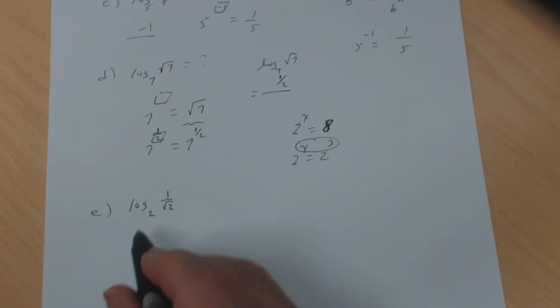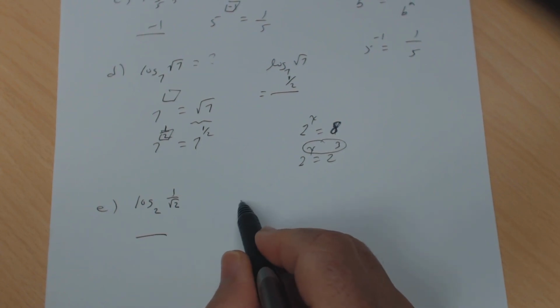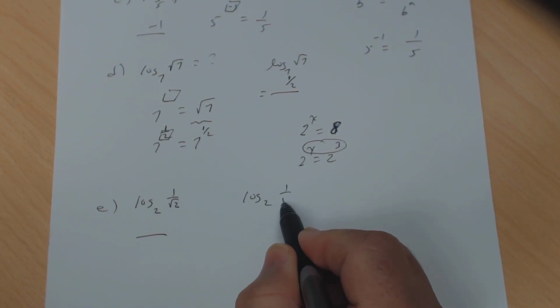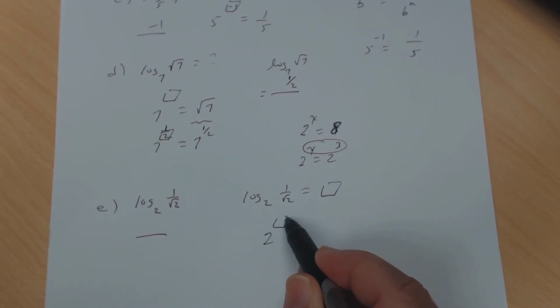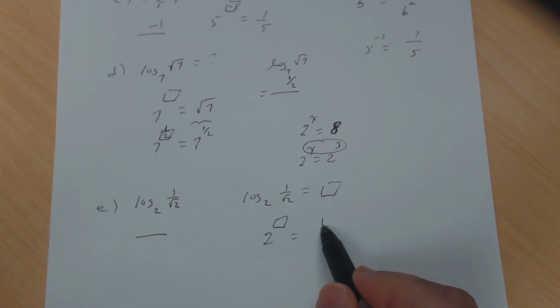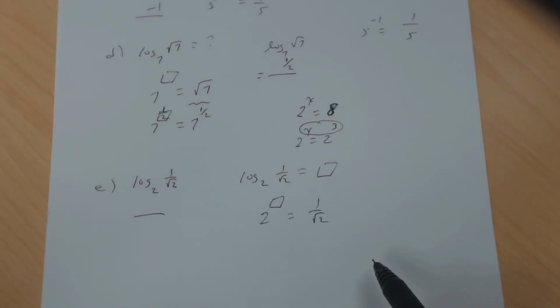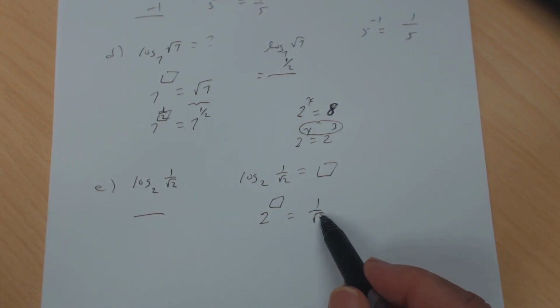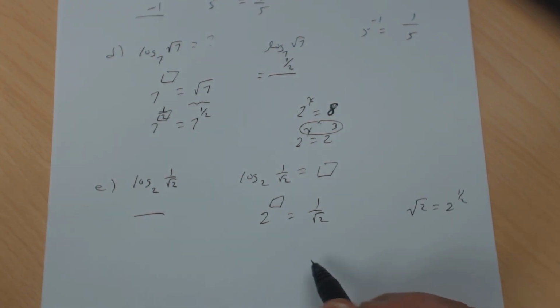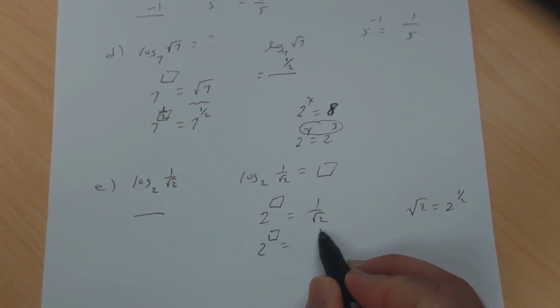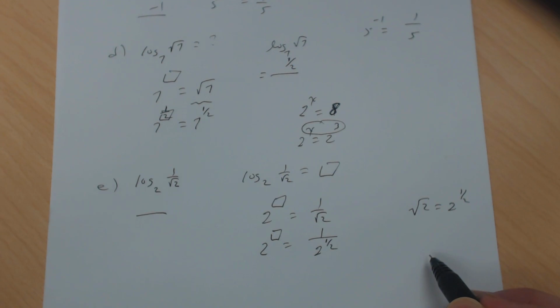So here, what I'm going to do is first rewrite this over. And so this is the box. I'm going to say 2, so you can write this as exponential. So 2 to what power is 1 over the square root of 2? Now, what I would do next is probably rewrite this as an exponent. So the square root of 2, remember, is 2 to the 1/2. And so that becomes 2 to the box equals 1 divided by 2 to the 1/2.